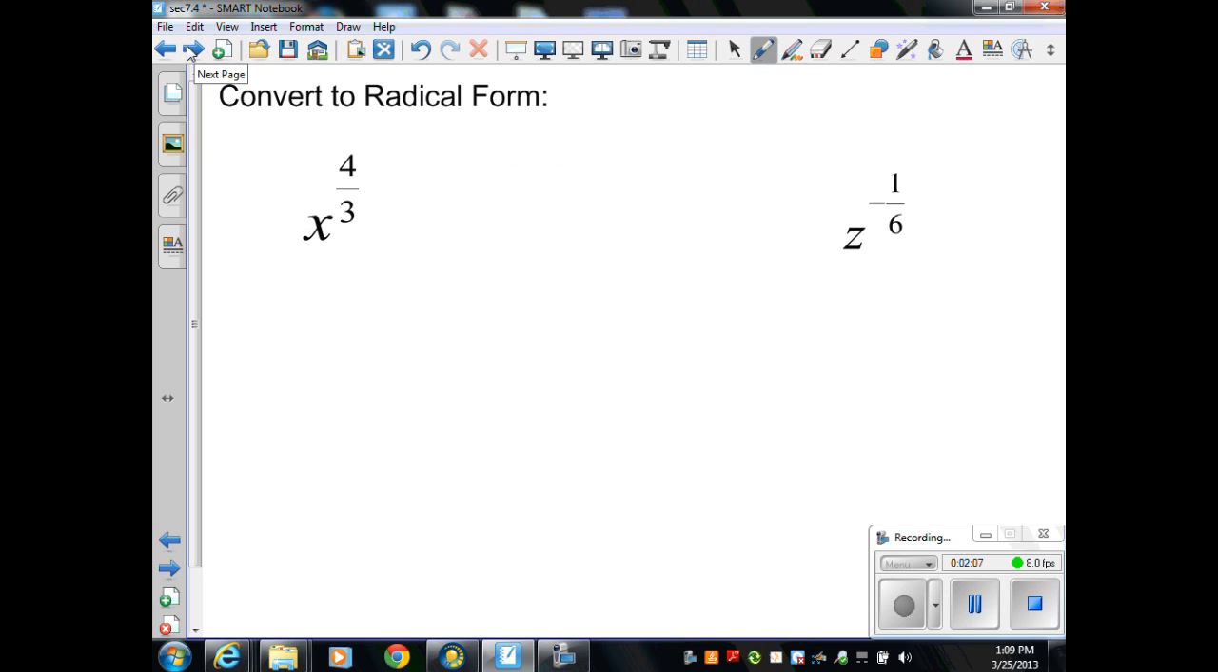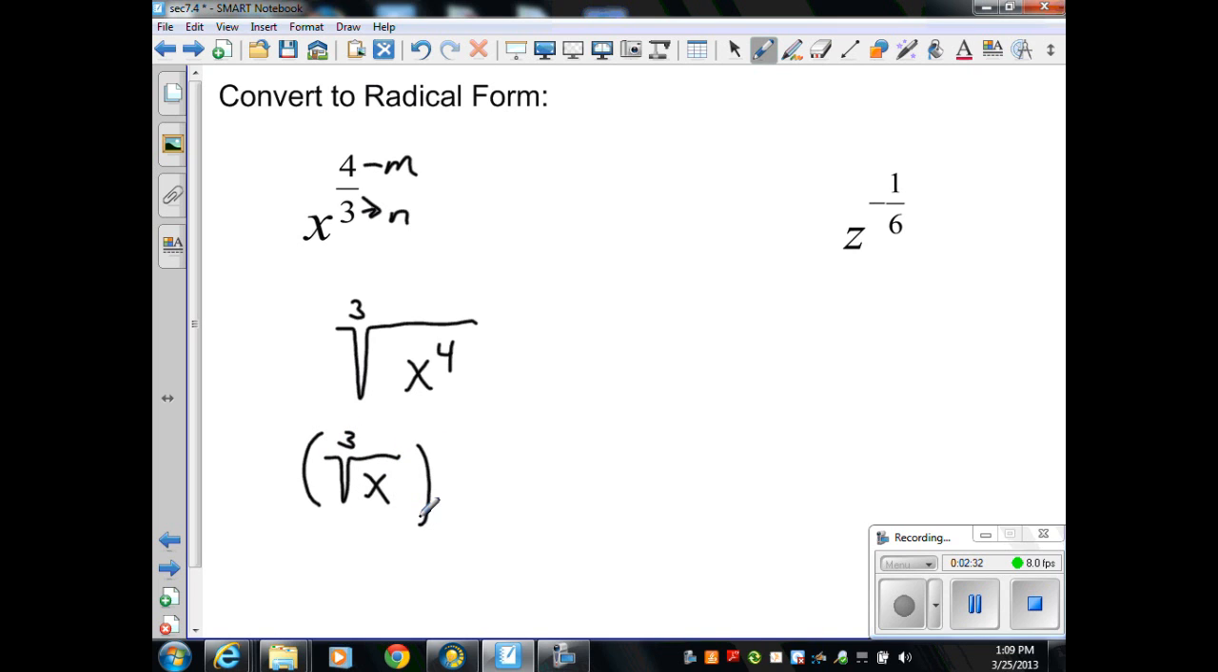Here I want to convert to radical form. If this is true, I know that this is my n, which is my index, and my m is the exponent on my radicand. So what I'll have is the cube root of x to the 4th, which I also can write as the cube root of x to the 4th power.